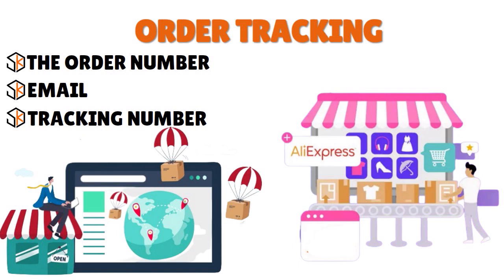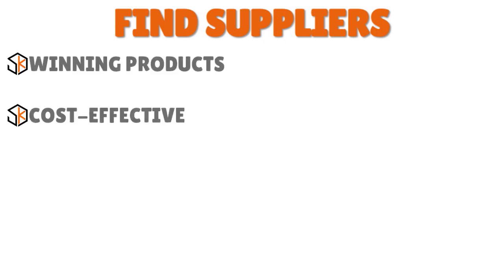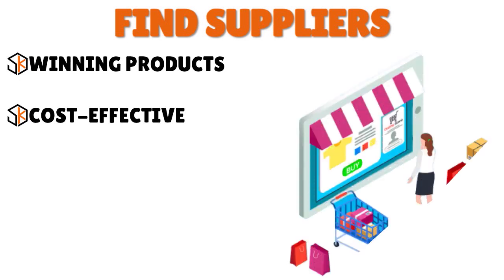You also can use DSers to find suppliers. I'm talking about the DSers Chrome Extension. This feature allows you to select a category of products based on different categories. The main ones that will be useful to dropshippers are winning products and cost effective. So you want to have affordable products and winning products. You can also filter the results by newest, order, and price.